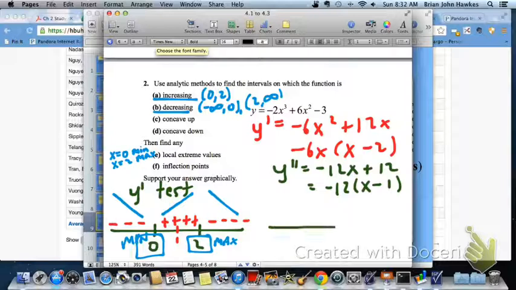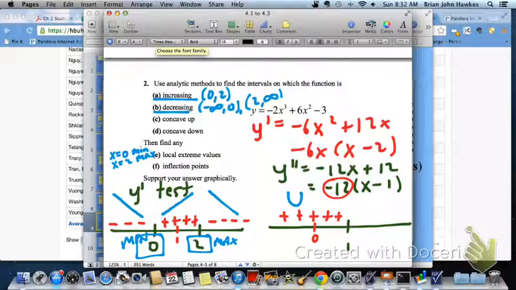So pretty quickly, though, we could determine the sign of y double prime. To the left of 1, we could just pick a test value of 0. The first term here is going to be negative, but 0 minus 1 is also negative. So therefore, a negative times a negative is a positive. And we know, though, that y double prime being positive means that y is concave up. Positive, we're happy. Concave up looks like a cup, looks like a smile.